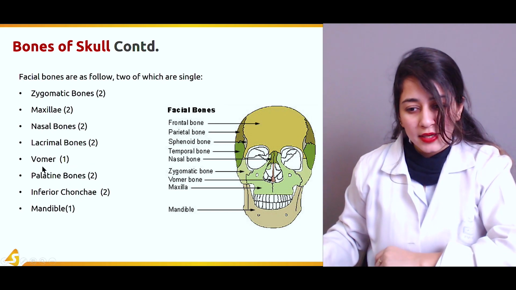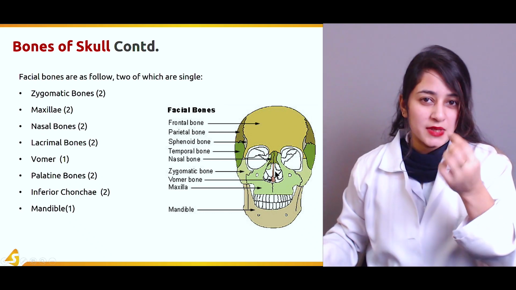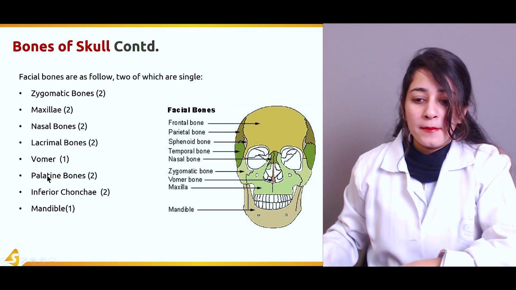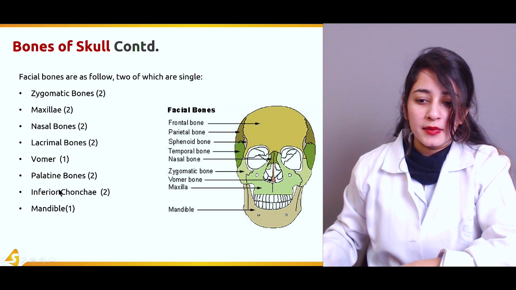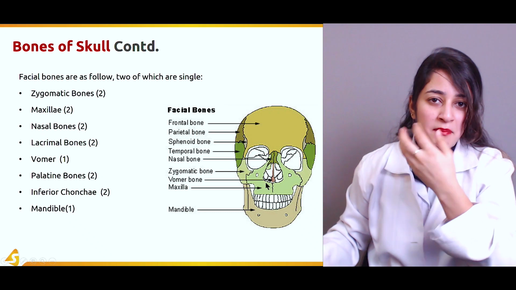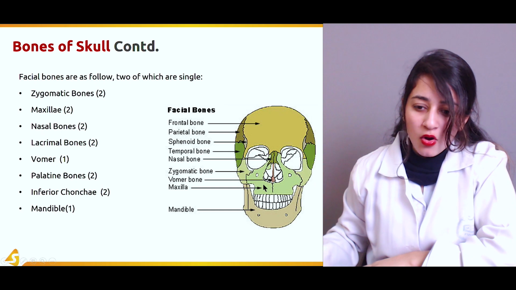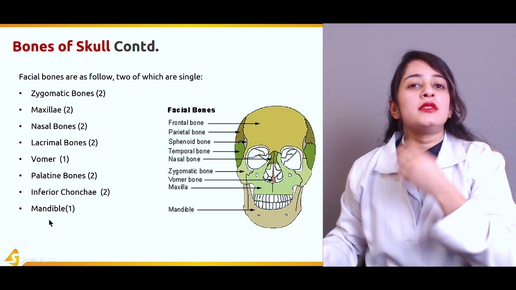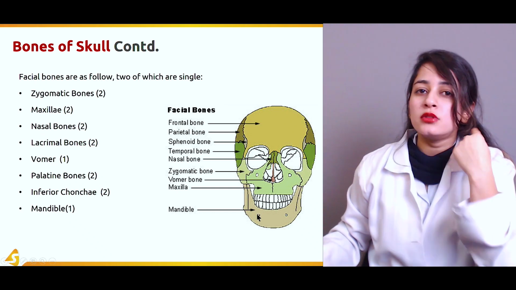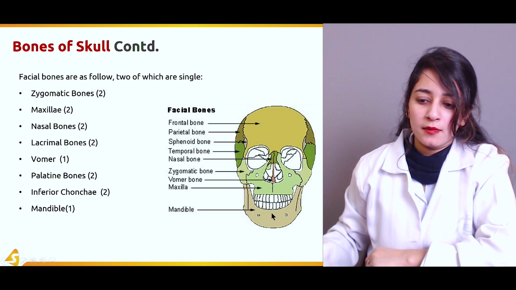The vomer is 1 in number. Here is the vomer bone, which is present inside our nose at the junction, so it's only 1. Then we have the palatine bone. It's not mentioned here, but it's the palate. Inside the mouth we have a palate, so 2 bones are present there. Then the inferior concha, and then we have the mandible. The mandible is only 1. There are no 2 bones; only 1 bone begins from here and ends here, below your teeth.